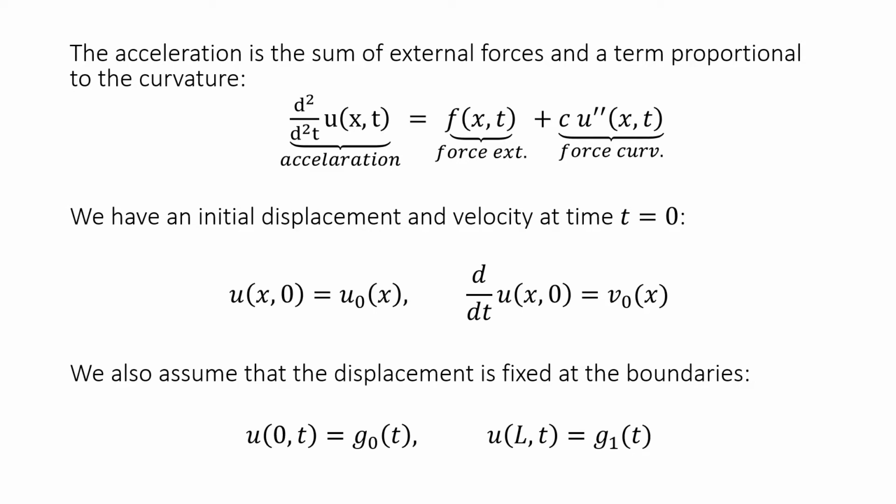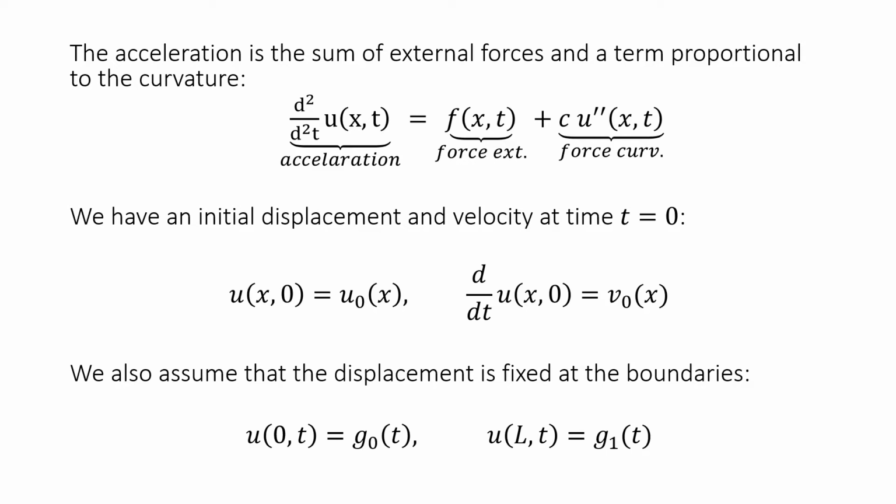The acceleration, of course, is a second derivative in time. So at any position x and any time t, we take a look at the second derivative of u(x,t) in time, d squared over dt squared of u(x,t), and that acceleration term is the sum of two contributions. On the one hand, we got the external force, f(x,t), and then we've got a force proportional to the curvature, c u''(x,t), where again u'' indicates the second derivative in x of u. That equation is the wave equation.